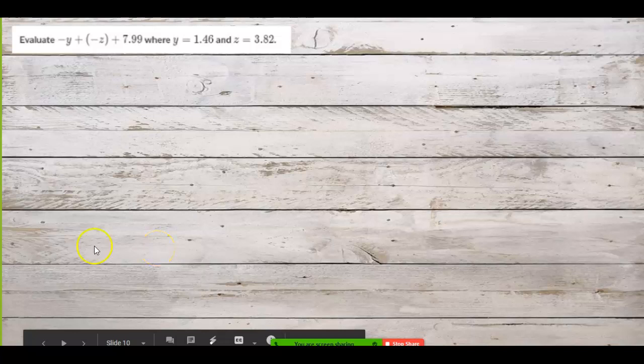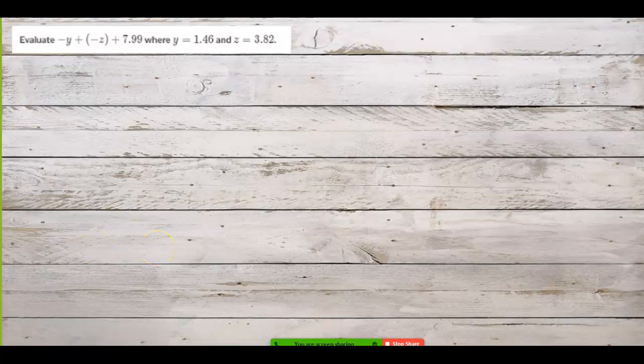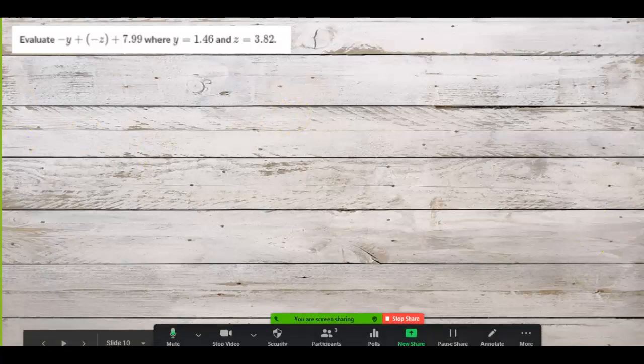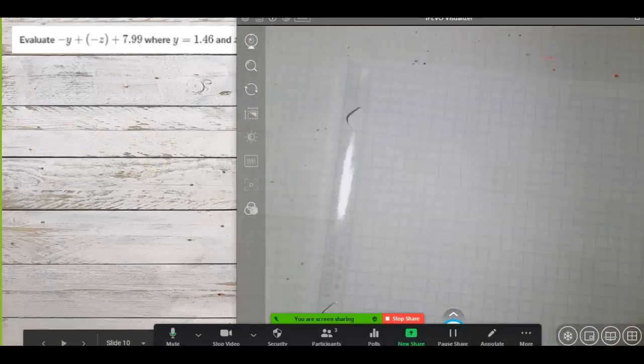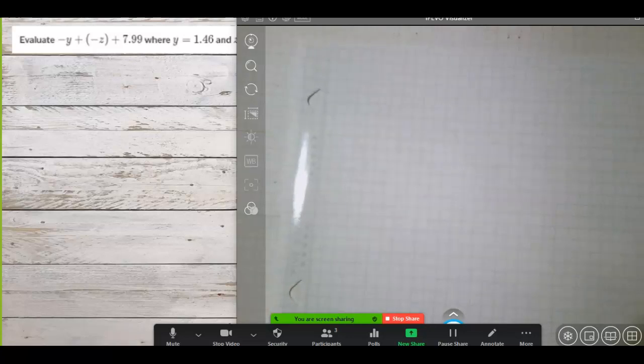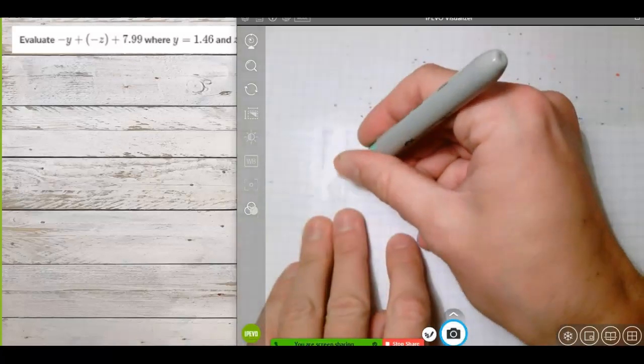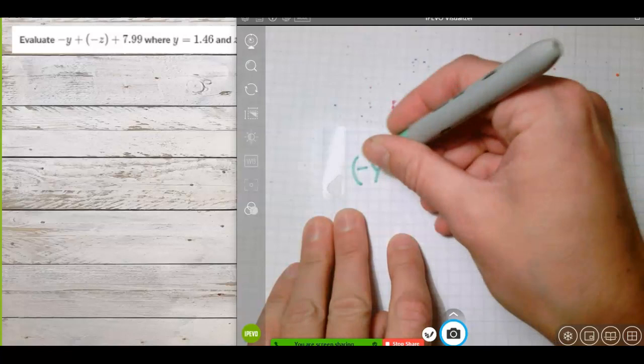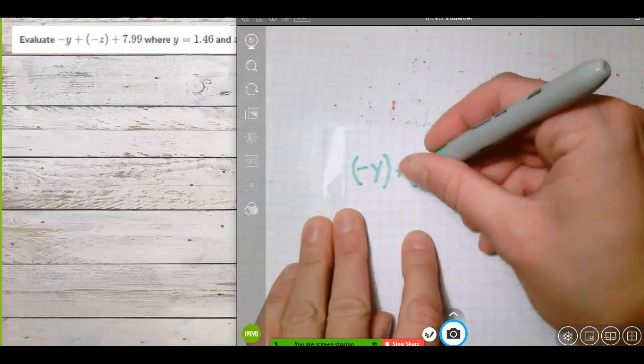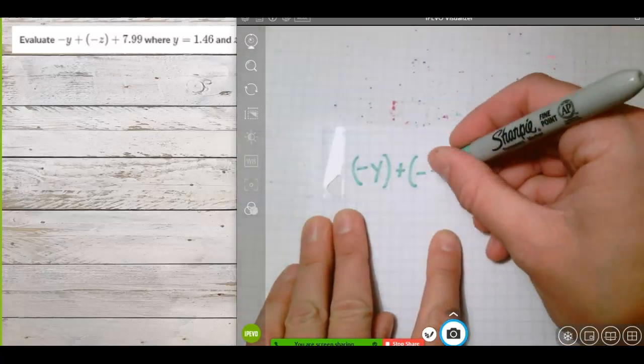So, another substitution problem where we've got some negatives to be careful about. So we write down everything from the get-go. So I will go ahead and share me writing down everything. So negative y plus negative z. I'm going to go ahead and put the negative y in parentheses because we're used to just putting negatives in parentheses.